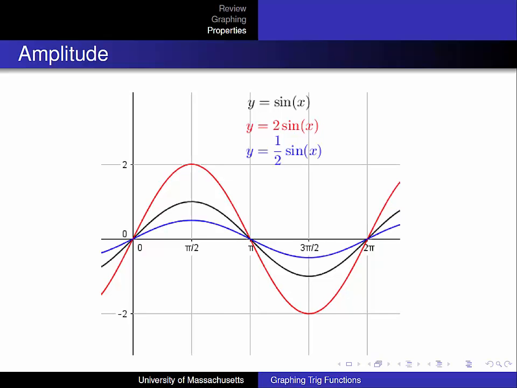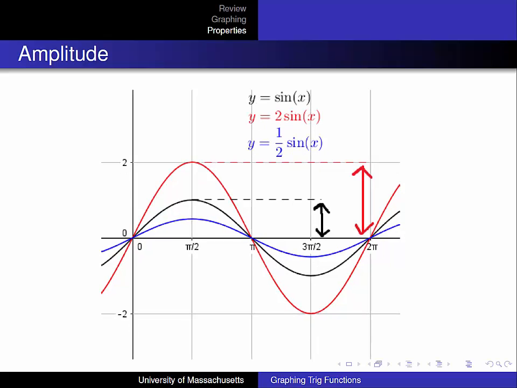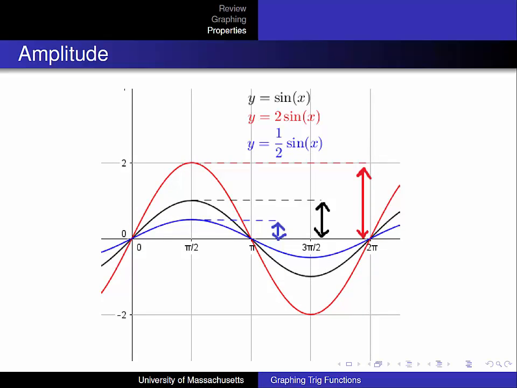And similarly, if we multiply by a fraction less than 1, we're going to be decreasing the amplitude, or decreasing the height between the x-axis and the highest and lowest points. So we can see for sine, our amplitude is 1. For 2 sine, the amplitude is 2. And for 1/2 sine, the amplitude is 1/2.